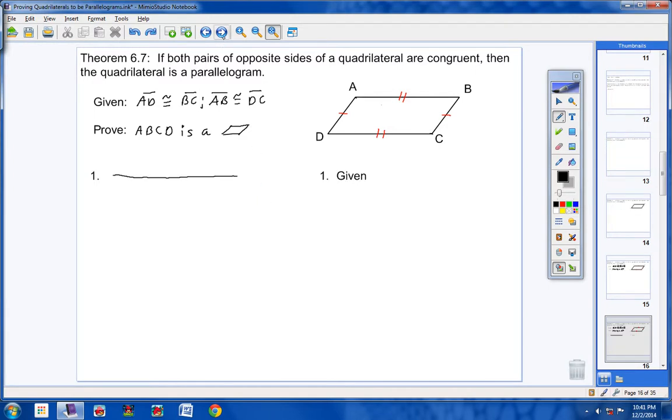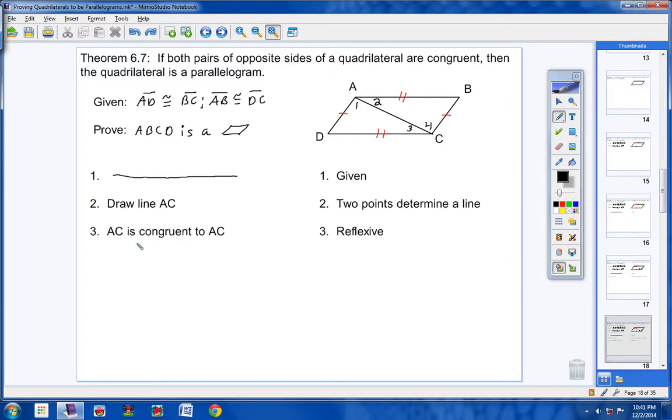Here we go. Number 1 is your given. Number 2, draw a line AC. So I draw a line right here. And notice I label these angles 1, 2, 3, 4. Okay? Now watch this. AC is congruent to AC. Reflexive, okay? So this side here is congruent to itself. Okay, moving on.